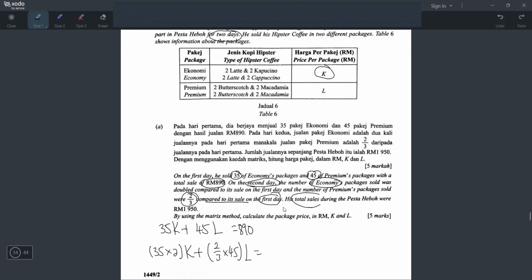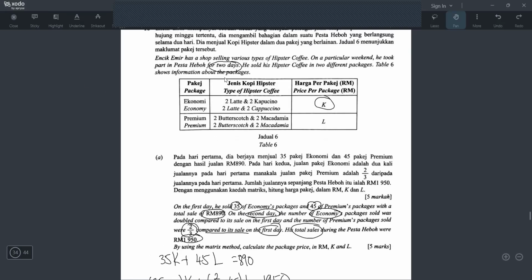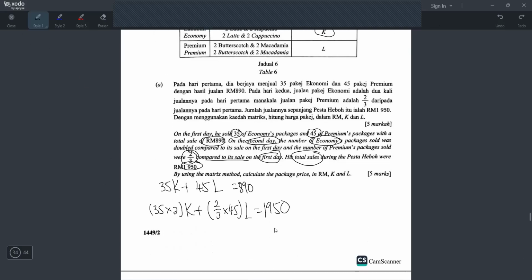His total sale during the Pesta Hebo was 1950. Okay, can I write 1950 here? Cannot. This is not for the second day, because 1950 is the total sales for 2 days, right? So to get the second day, I actually have to take 1950 minus 890. Then only I get the sale on the second day only. And then it says, by using matrix method, calculate the package price K and L. It means I want to find K and L.